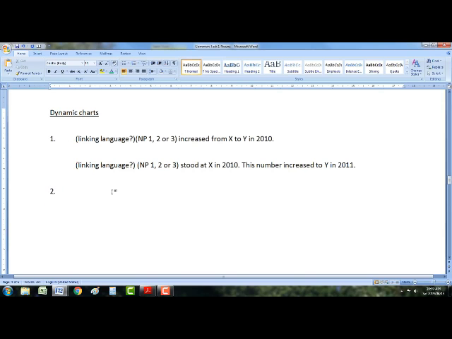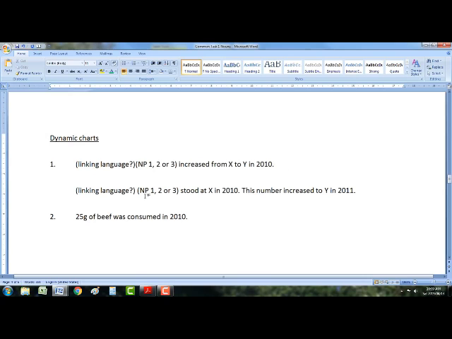So now the second one that I want to show you for dynamic charts is when we use noun phrase 4. Just like that. It's very simple. I teach it later because it's different. There is your main verb. In these, this is the main verb, or that is the main verb. Here, this is the main verb. Then you could say same sort of thing. Again, we will put some linking language there sometimes.